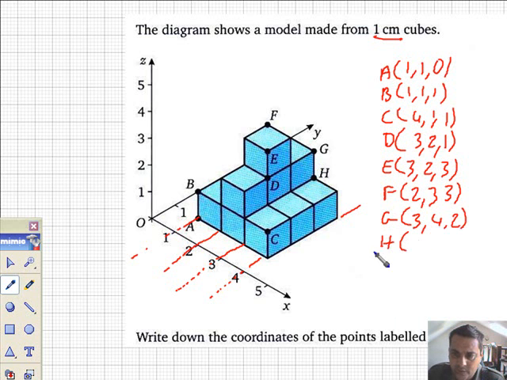And H, that shouldn't be too difficult. It's directly below G, so it must be 3 in the X direction, 4 in, because I'm directly below the G, and I'm only 1 cube tall. And that was quite difficult. Didn't enjoy that at all.